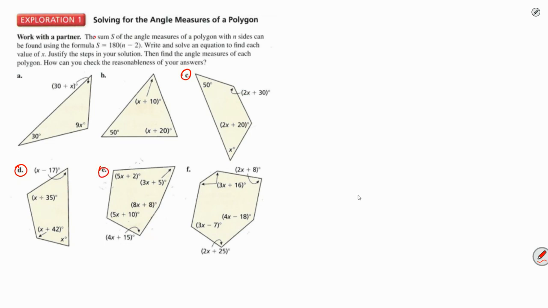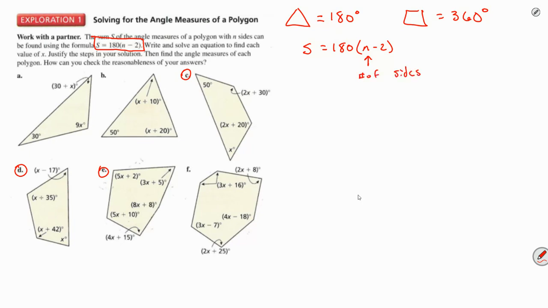There's a formula in geometry that tells us the total number of interior angles. So say you know offhand that a triangle is 180 degrees, and you know that a quadrilateral has 360 degrees total. There's this formula, S equals 180 times n minus 2, where n is the number of sides, and S will give you the total sum of interior angles.